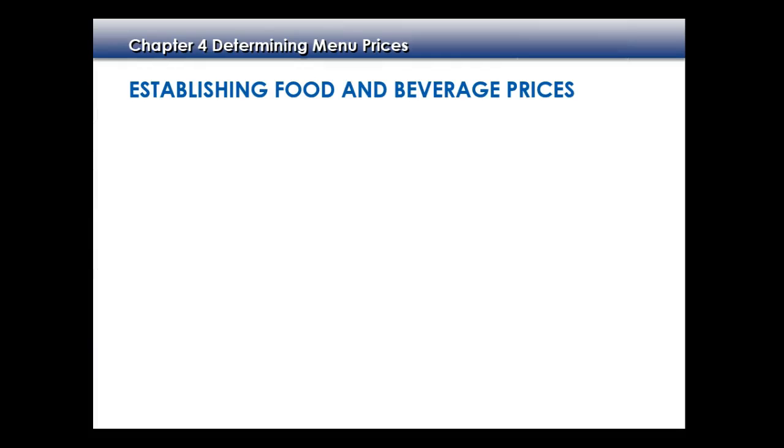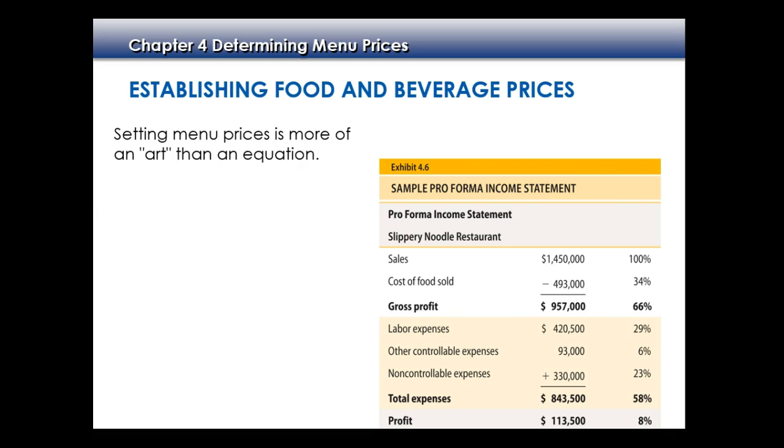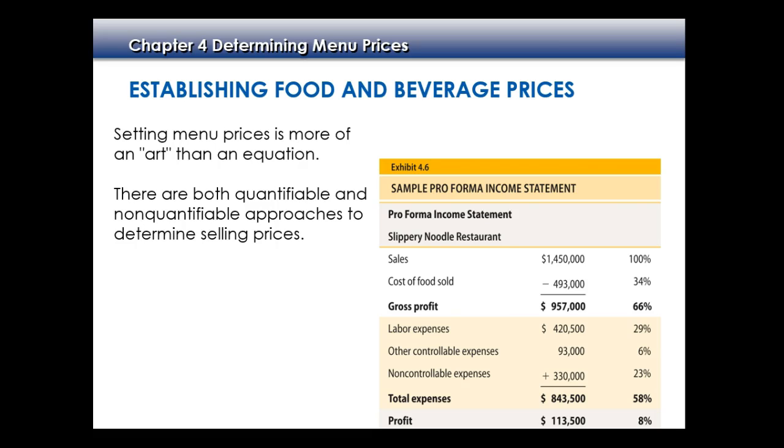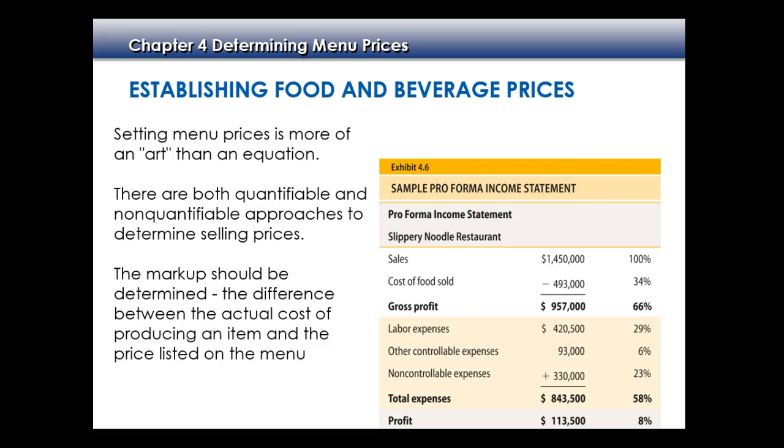So, establishing the food and beverage prices. Setting menu prices is more of an art than an equation. We've already talked about there being quantifiable and non-quantifiable approaches to determine selling prices. The markup should be determined: the difference between the actual cost of producing an item and the price listed on the menu.